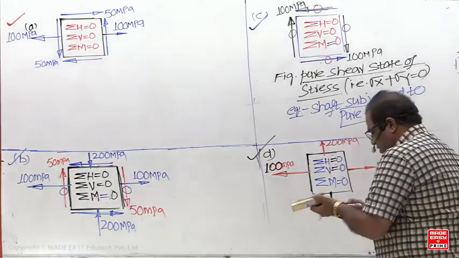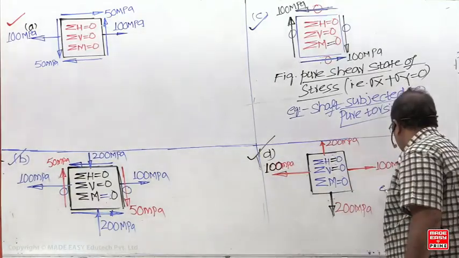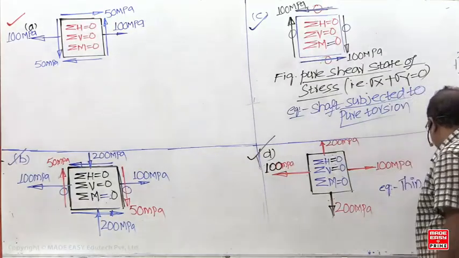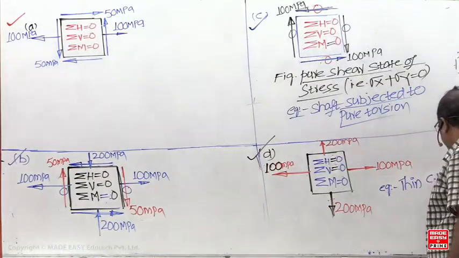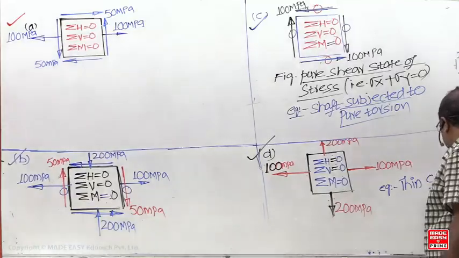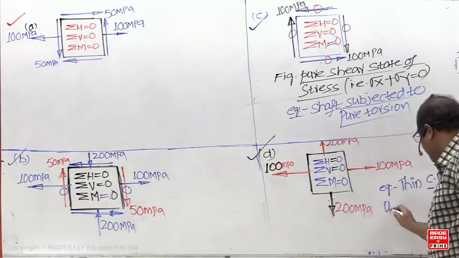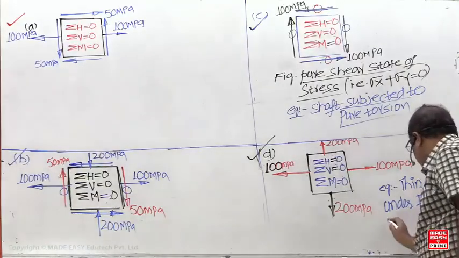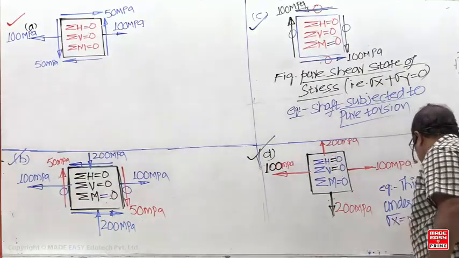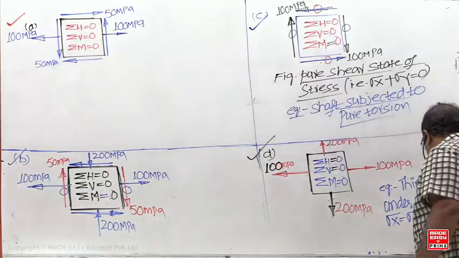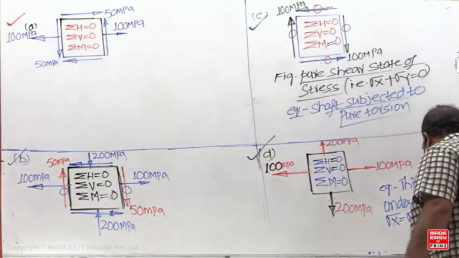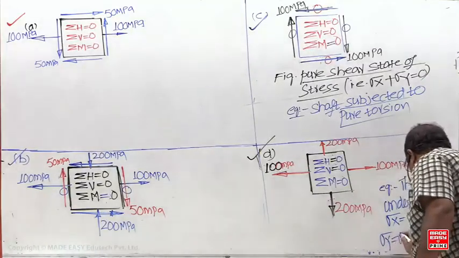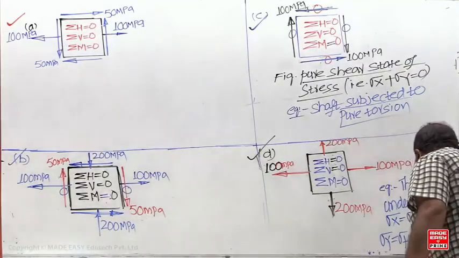A thin cylindrical pressure vessel under internal pressure. CPV means cylindrical pressure vessel, under internal pressure, where sigma x is equal to the longitudinal stress, PD by 4T. Sigma y is the hoop stress, PD by 2T.